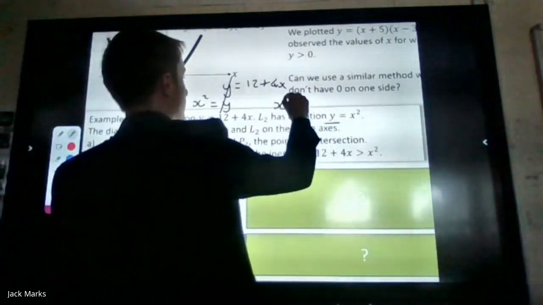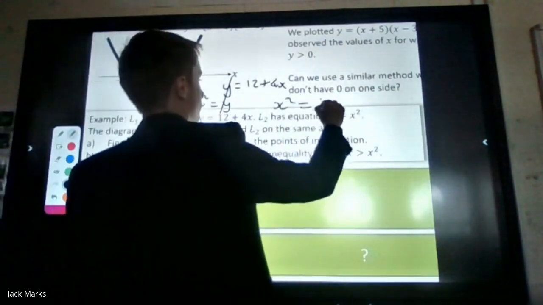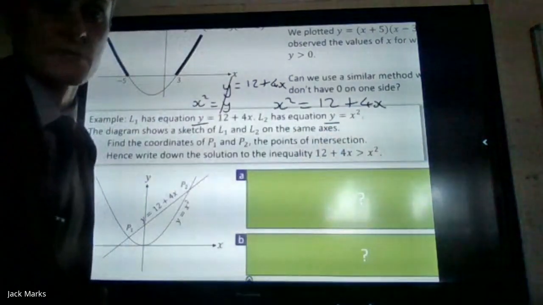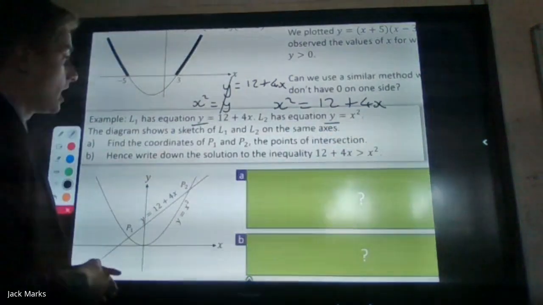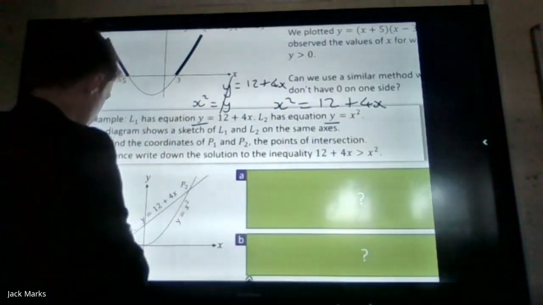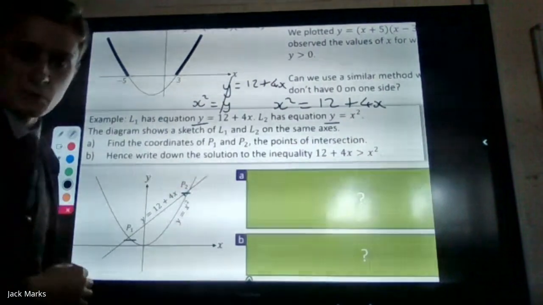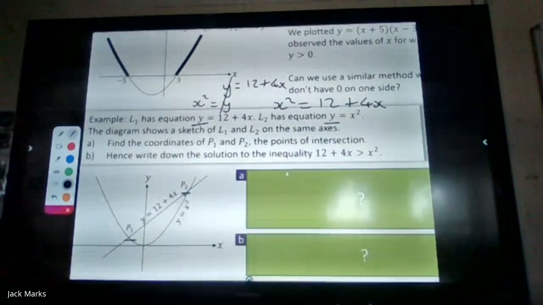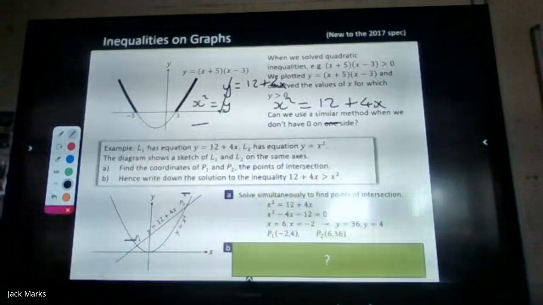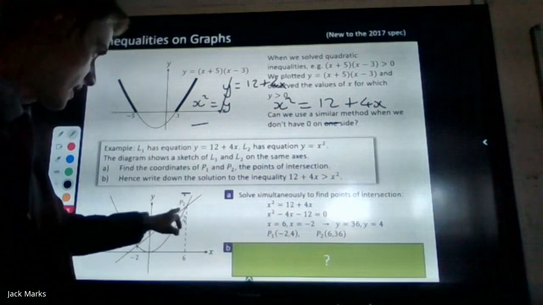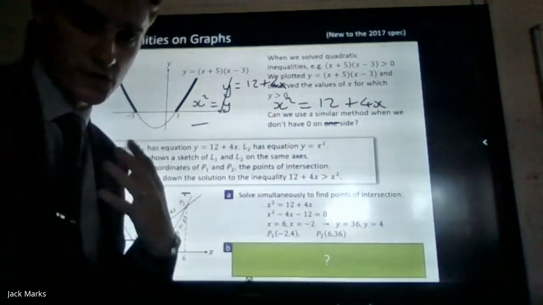So x squared equals 12 plus 4x. This is still solving simultaneously, that's a substitution, okay? I get this one here, and this will give me my points of intersection P1 and P2. In fact, let's reveal those. So minus 2, 4, and 6, 36 should match the graph.